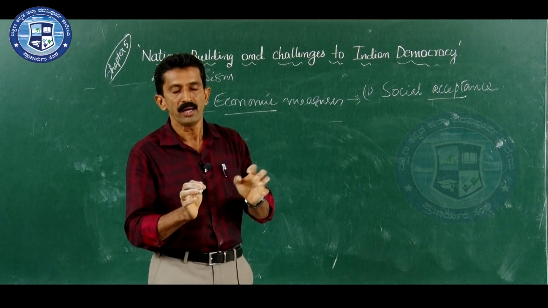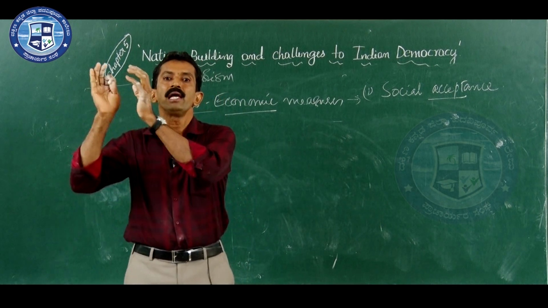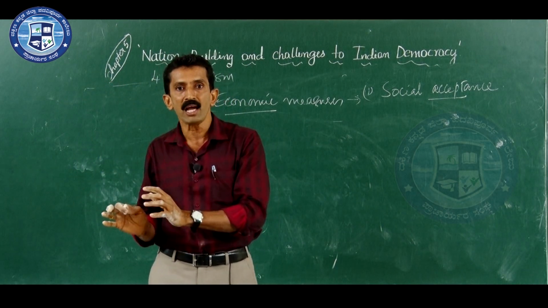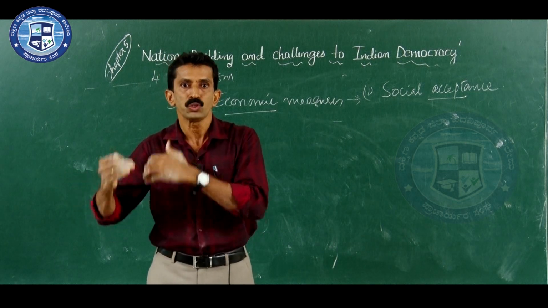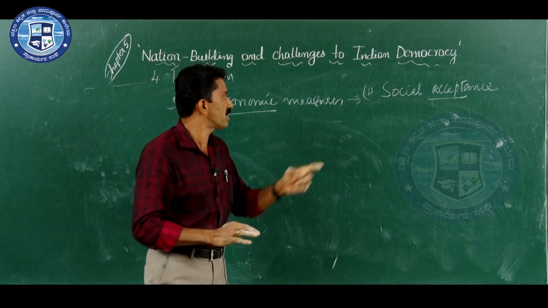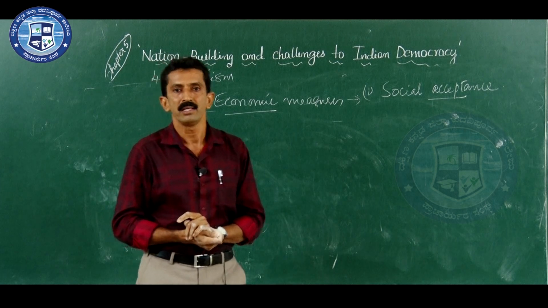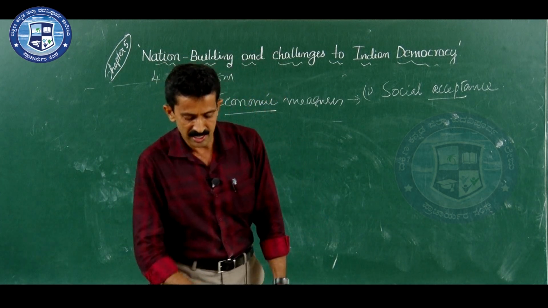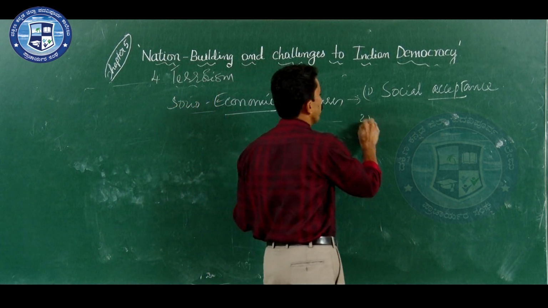And we should make him live a better life in the future days. That is why social acceptance is very necessary in order to prevent the birth of a terrorist. The second one is education.